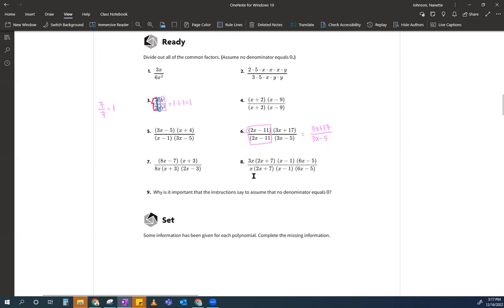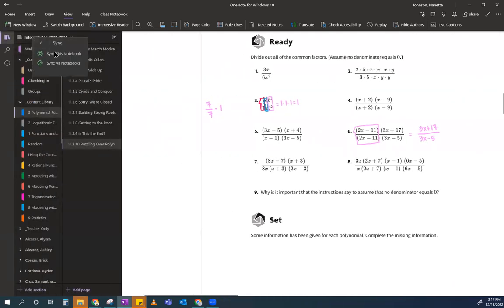So the only thing that I see left, oh, it needs to catch up. The only thing that I see left over is this 3. Oh, it's really not catching up. Give me a second here, guys.